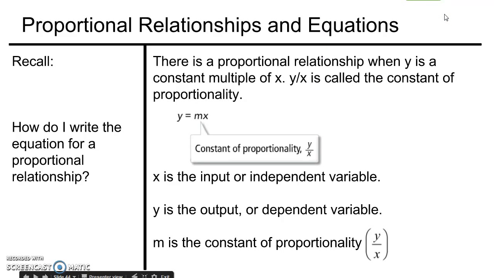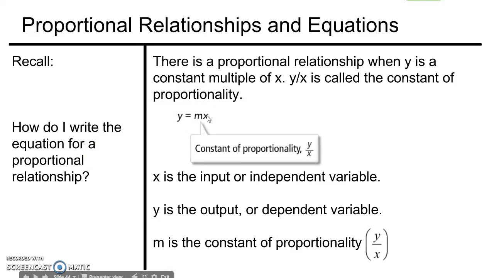Okay, also remember that we call this ratio of y divided by x the constant of proportionality. So a proportional relationship is represented in an equation by this little formula here. You may want to jot this down because it's been a while since we talked about this. This is the formula for a proportional relationship. This is the equation for a proportional relationship. y equals m times x.